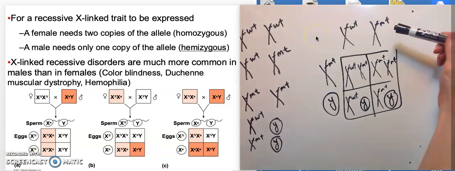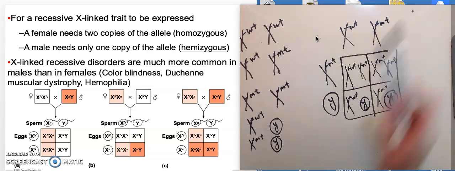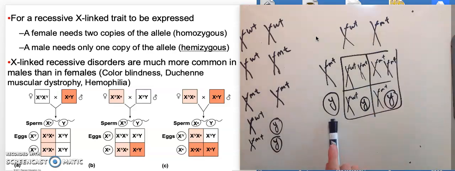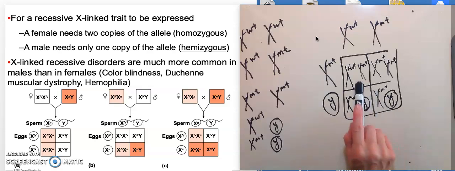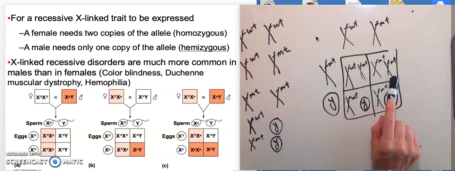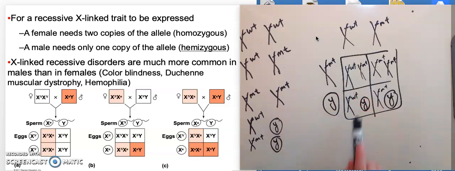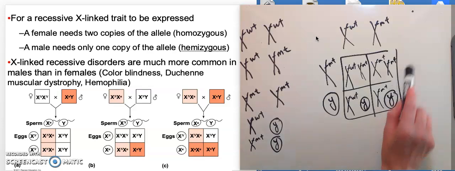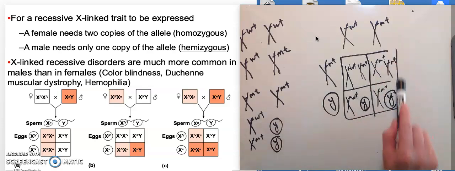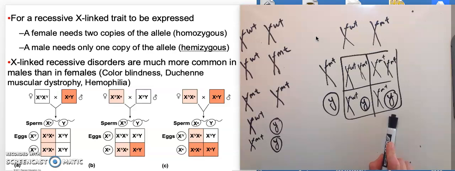One more example, the mother is heterozygous, the father is affected by the phenotype. The father gives a Y chromosome to all of his sons and a mutant recessive allele to all of his daughters. Half the offspring get a wild-type functional copy of the gene from mom. They have the wild-type normal trait, whereas half the offspring are going to get the mutant allele from mom. These daughters are going to be homozygous recessive, and these sons are going to have the recessive affected phenotype as well.